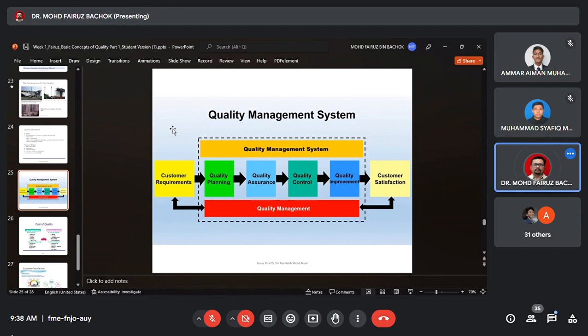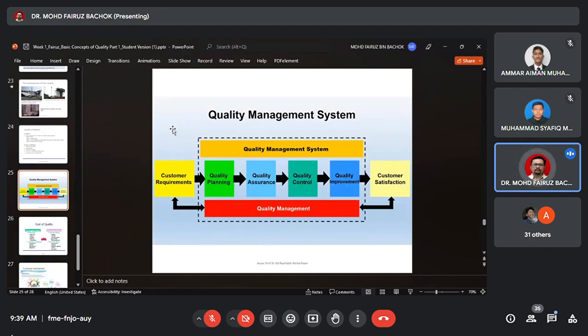Then after the product has been built, you need to do quality control: do the inspection and test the product. If the product complies with or achieves the standard, then you make a pilot study. Go to the potential customer target groups, let them test the product, and then get the feedback from those potential customers.